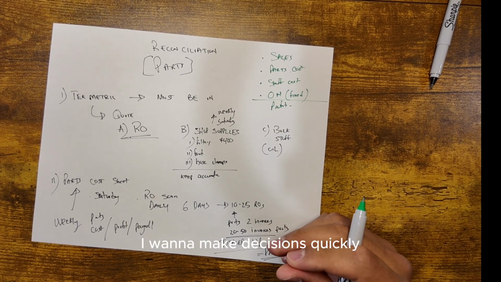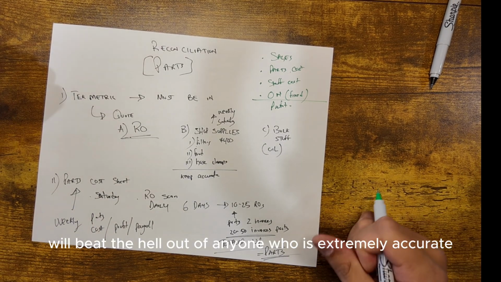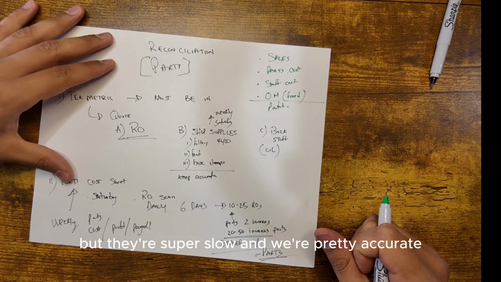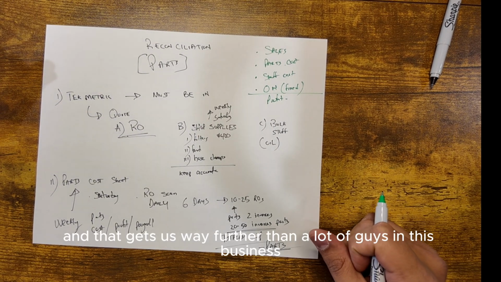I want to make decisions quickly. And that's Warren Buffett. Making decisions quickly will beat the hell out of anyone who is extremely accurate but super slow. We're pretty accurate, but we're very fast. And that gets us way further than a lot of guys in this business.